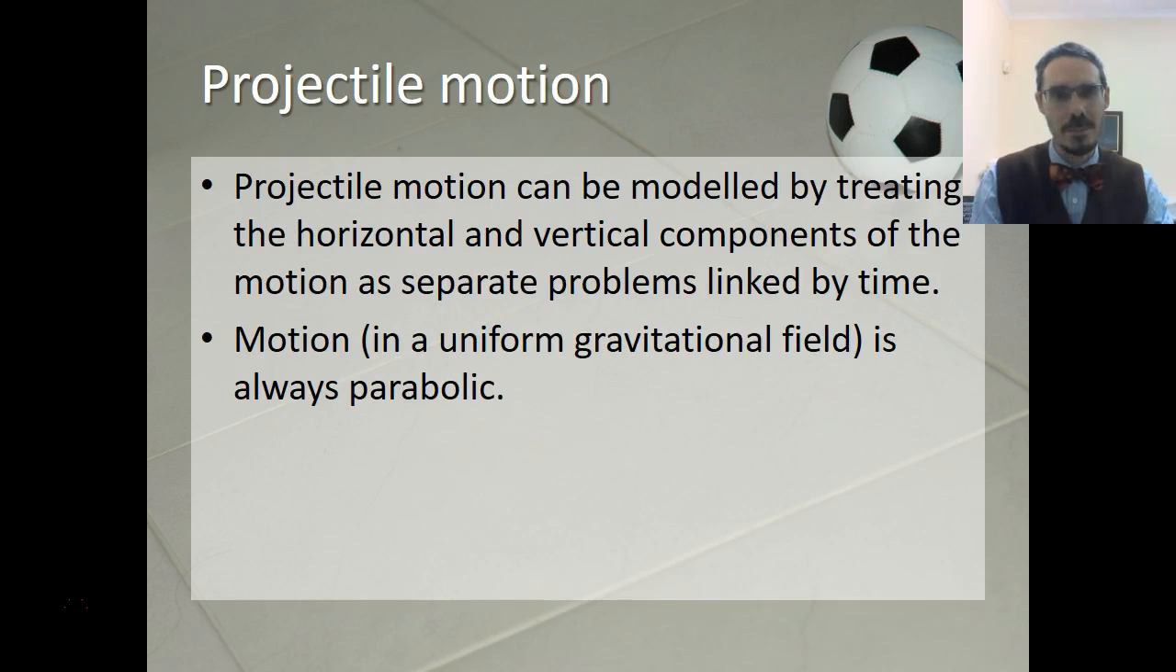Let me go back here. We're going to treat them as two separate problems, and they're going to be linked by time. That's easier to see when I do some examples.